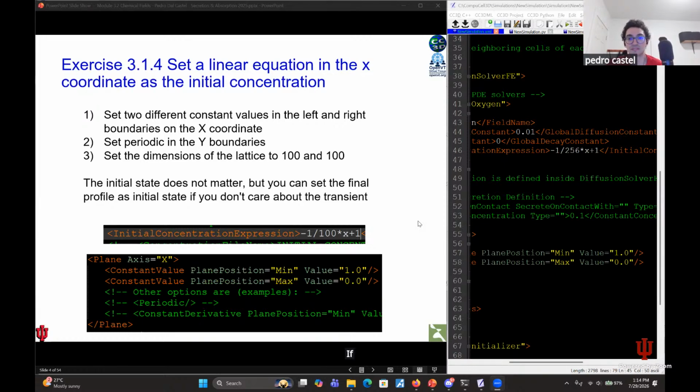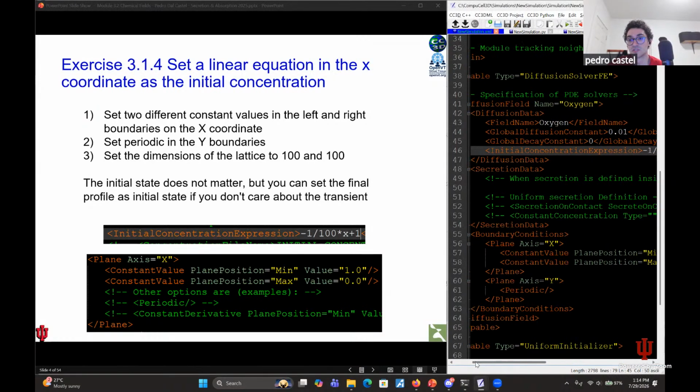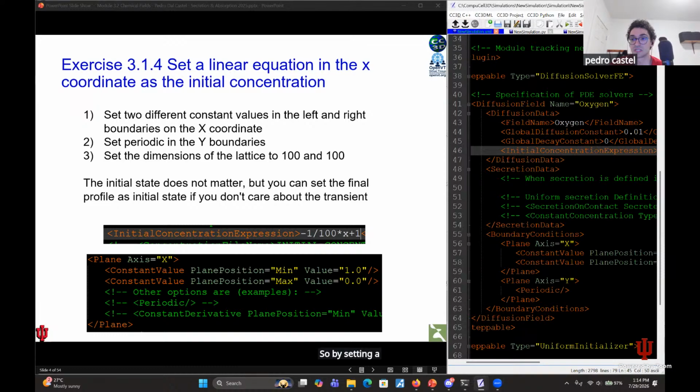If you already completed this exercise, set a decay constant, and then you will generate the exponential field. By setting a global decay constant above 0, something like 0.1, 0.01, you achieve the exponential field profile, which is the next exercise.